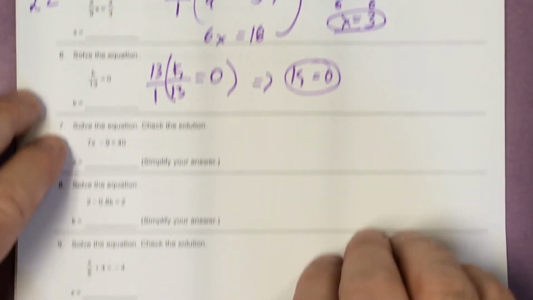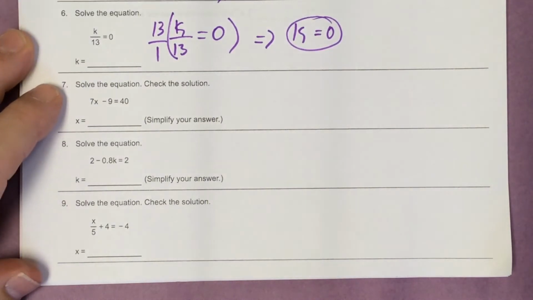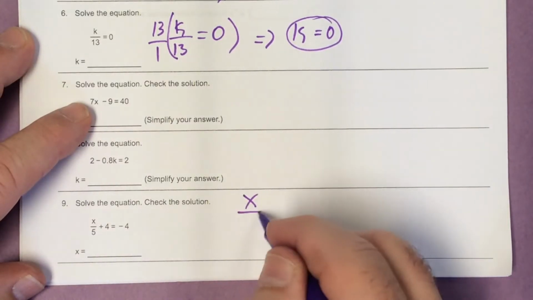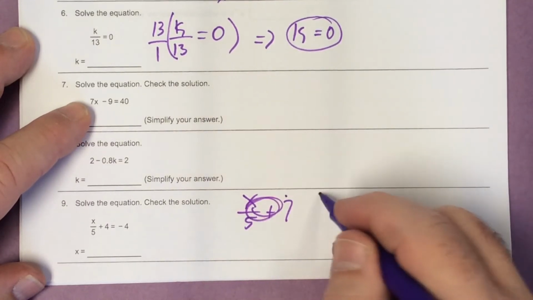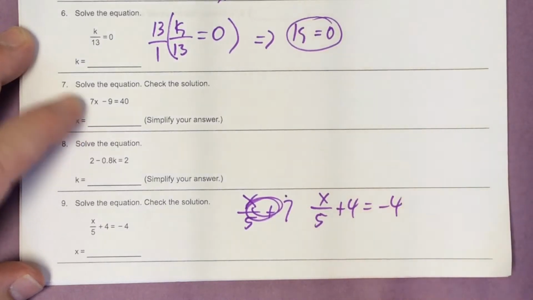By the way, if you ever want to try these problems on your own before you see the solutions worked out, just feel free to pause the video and then see what you can do from there. I'm going to look at question 9 now, which is x divided by 5 plus 4 equals negative 4.